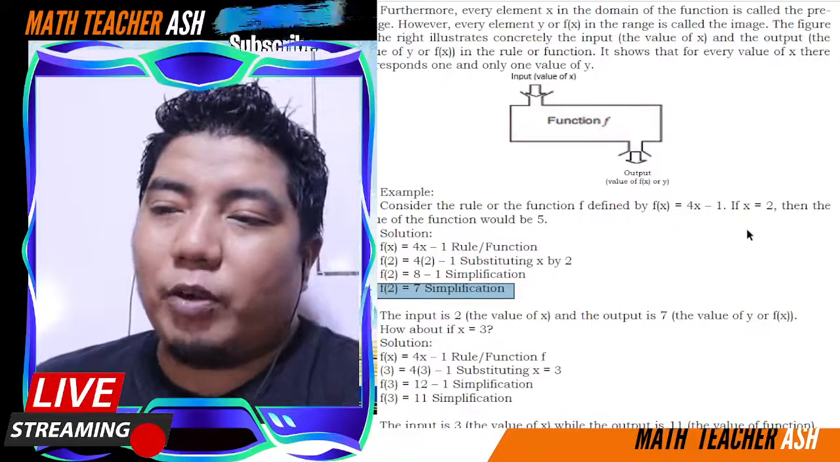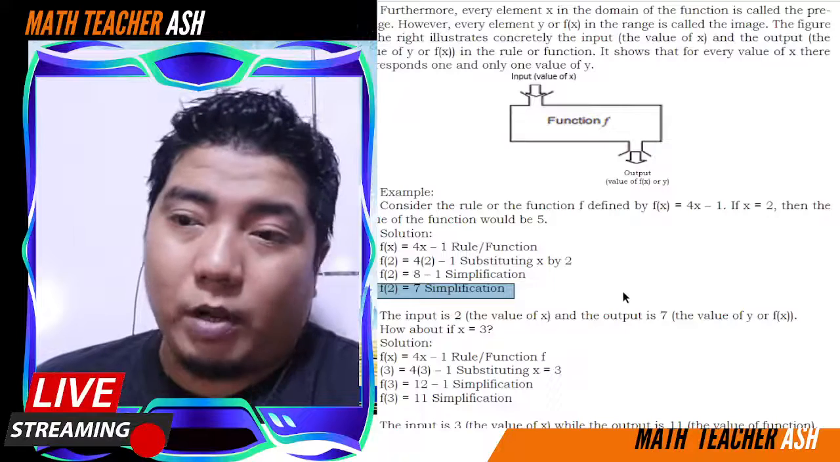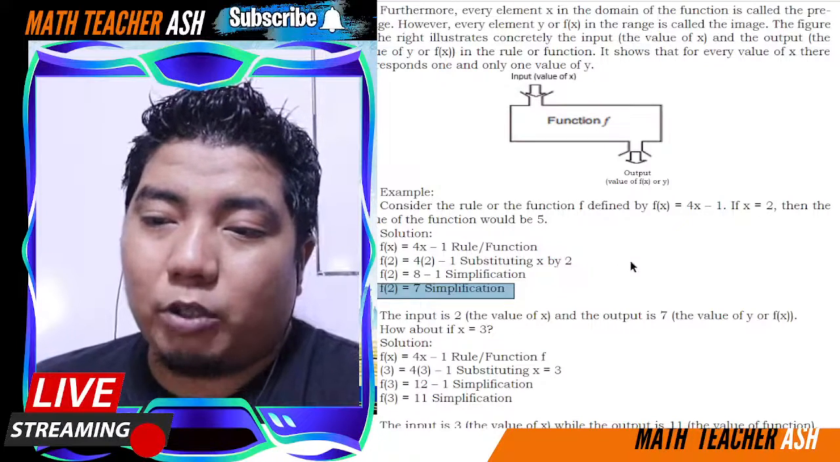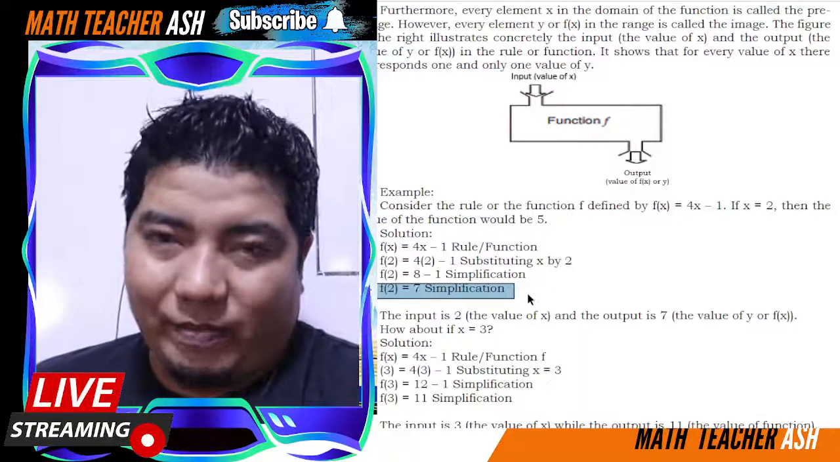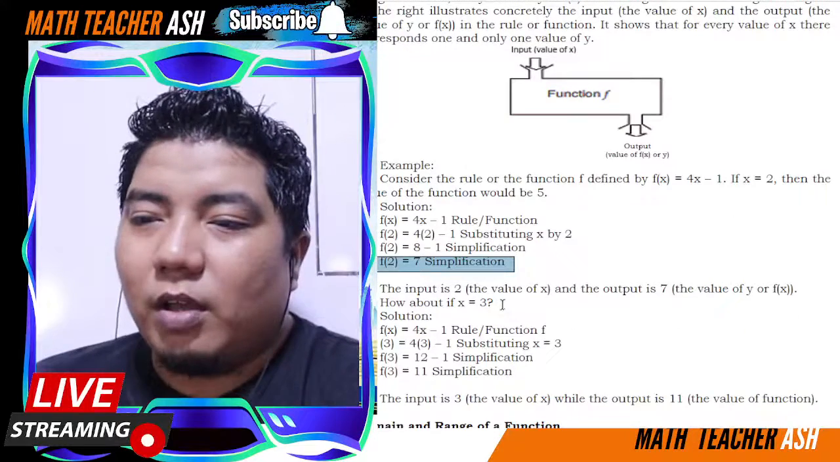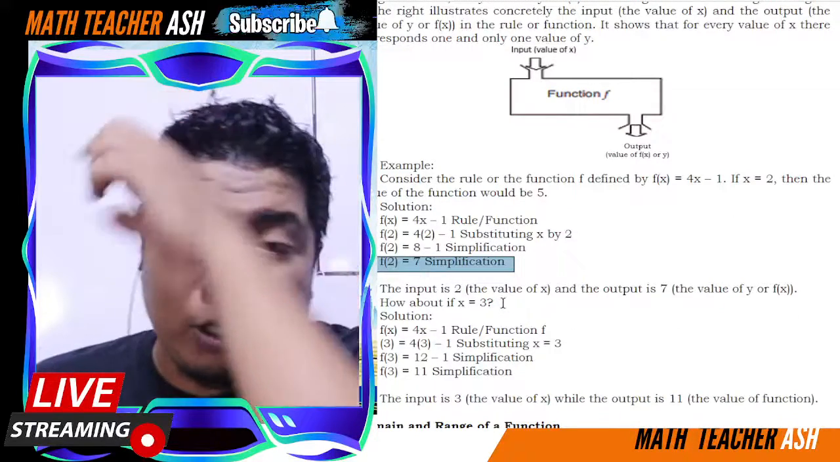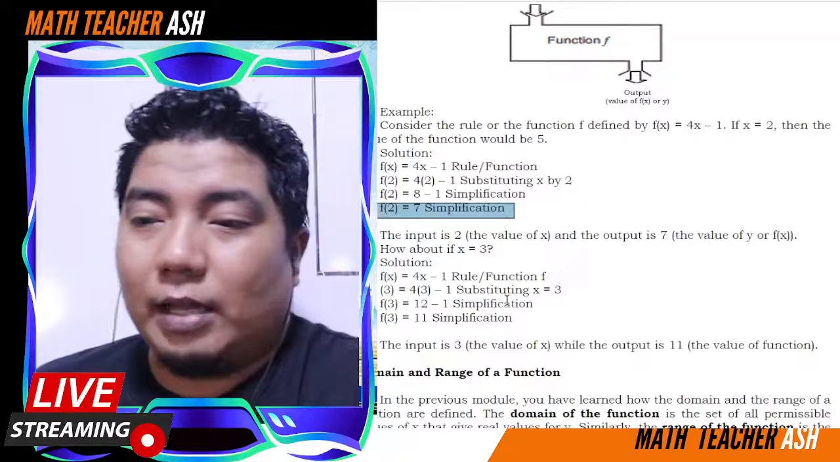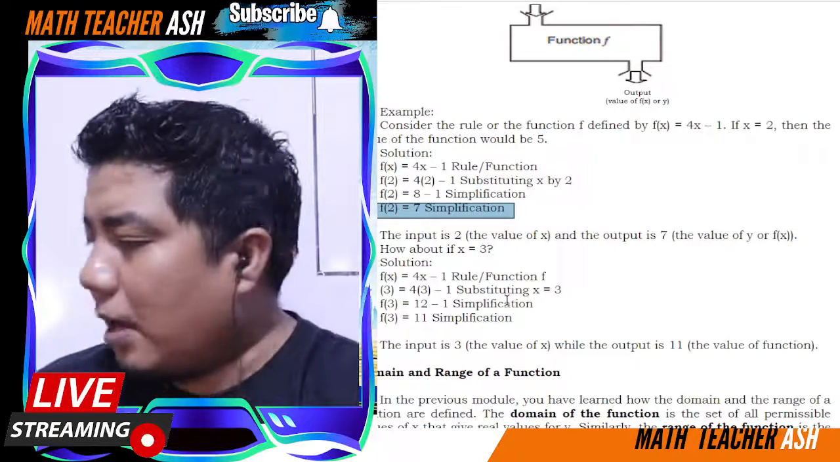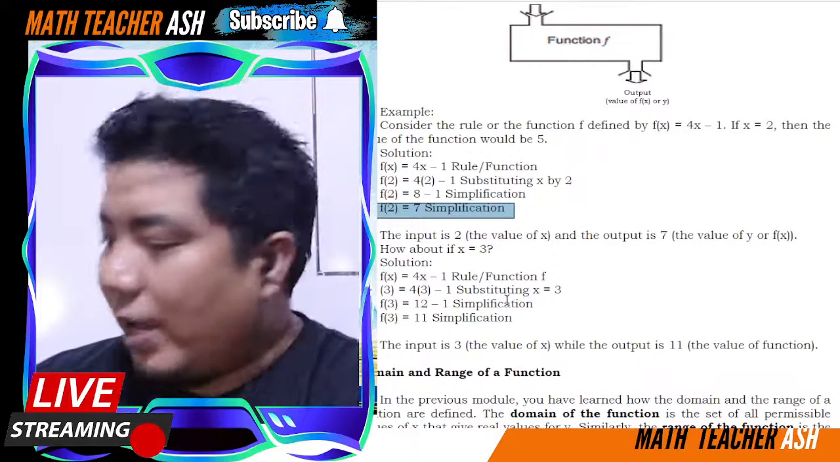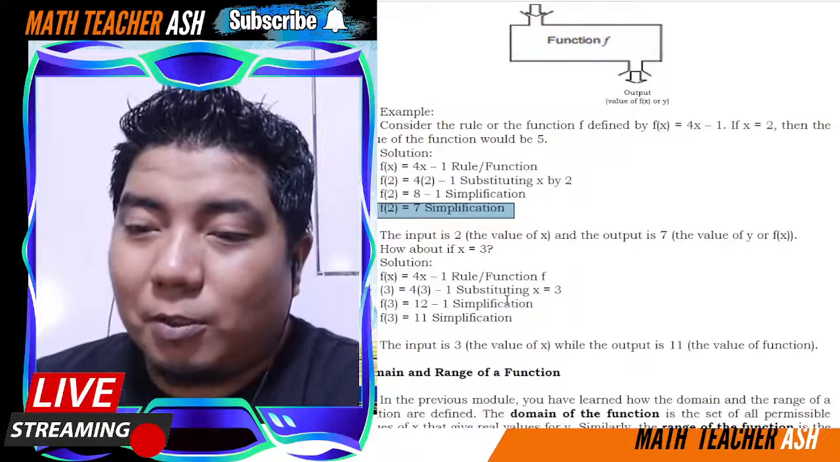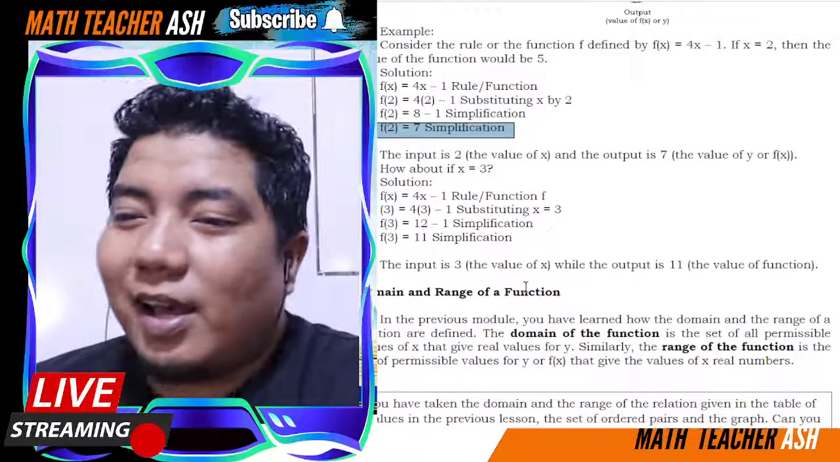So, if your x is 2, when you make an ordered pair, if your x is 2, then your y is 7. So, (2, 7). Now, that is what we call, the 2 there is the input. Okay? So, it's very easy, my dear math learners. Alright. So, let us continue. Easy, right? Yeah, really easy.